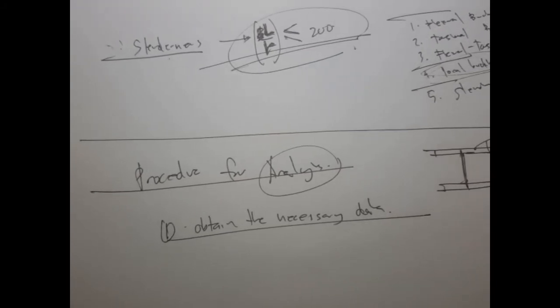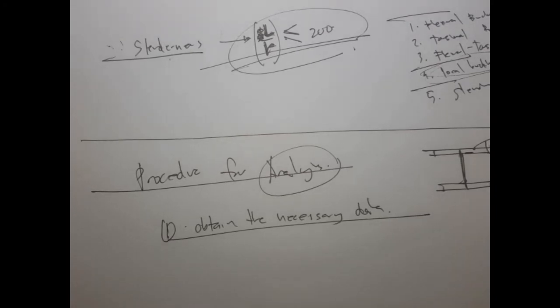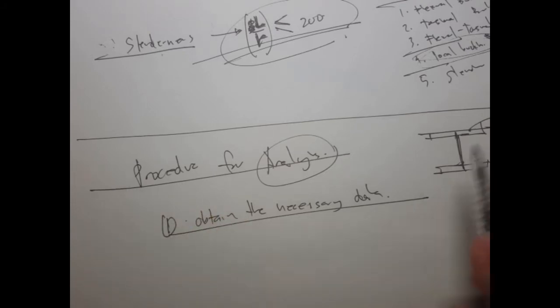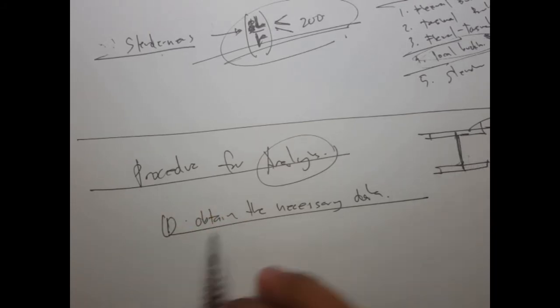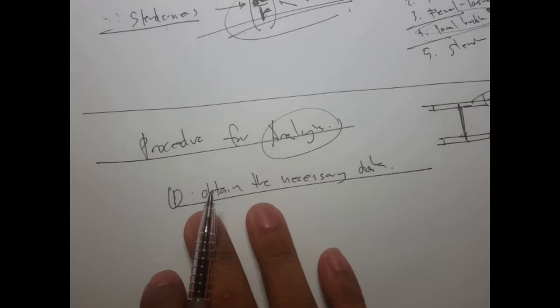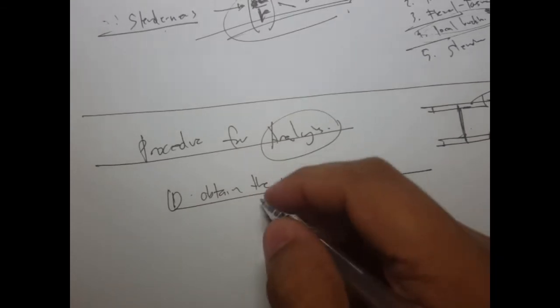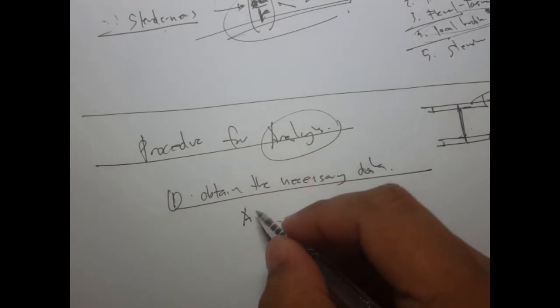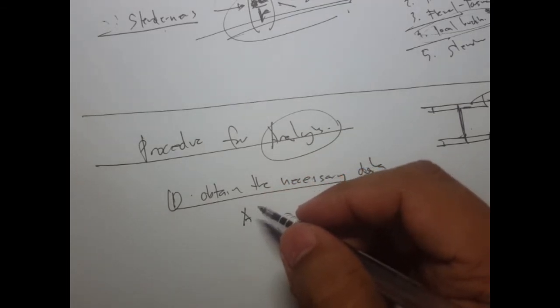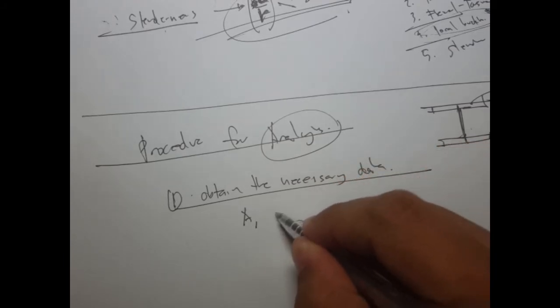For example, 250 by 167. This one is the nominal depth, and this one is the mass per length. So once you're given this section, then you have to go to the table to obtain the necessary data. For example, we have to find the gross area, and we also have to find the depth.